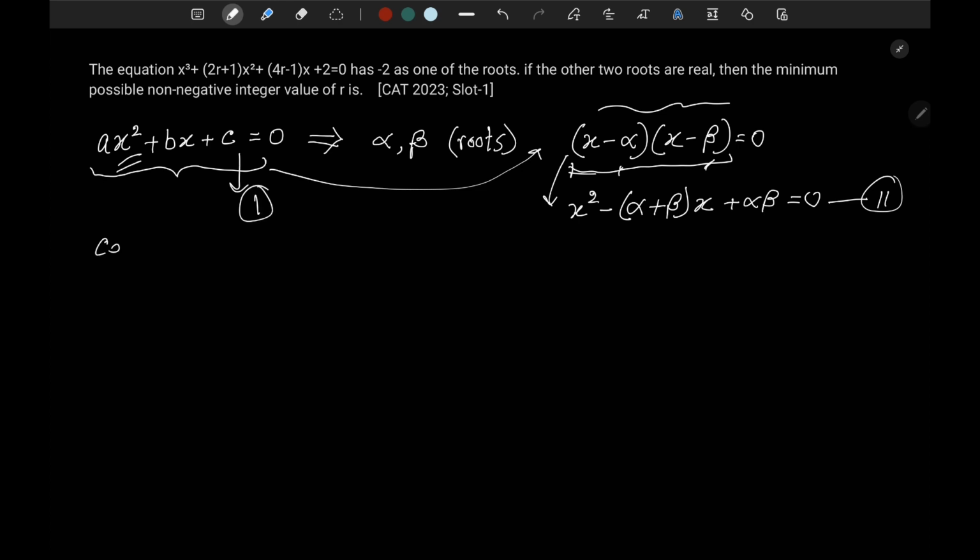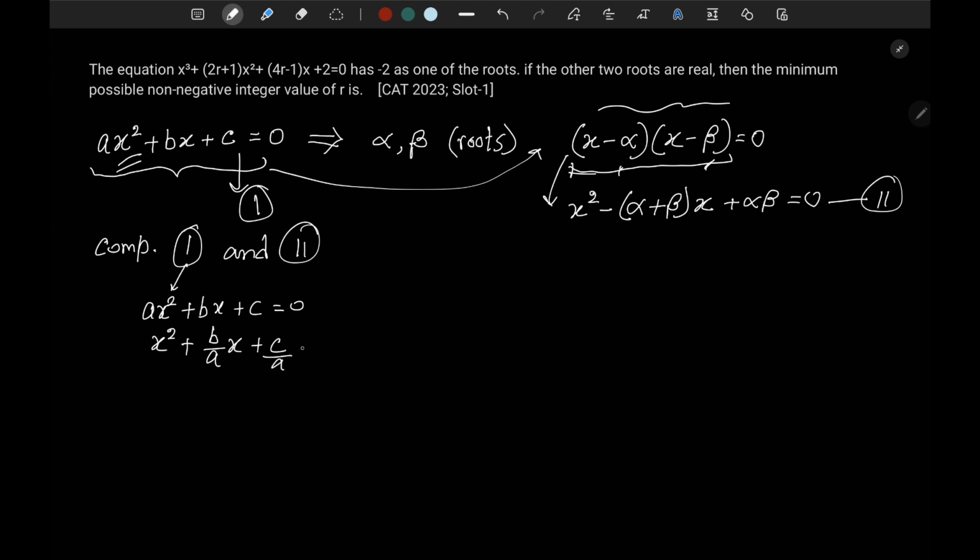Okay, now if we compare 1 and 2, we will have that for 1 we had ax square plus bx plus c equal to 0. If we divide both sides by a, it becomes x square plus (b by a)x plus c by a equal to 0. Now we can compare this one and this one. How? Because the coefficient of x square in both the cases is 1. So we shall compare coefficient by coefficient.